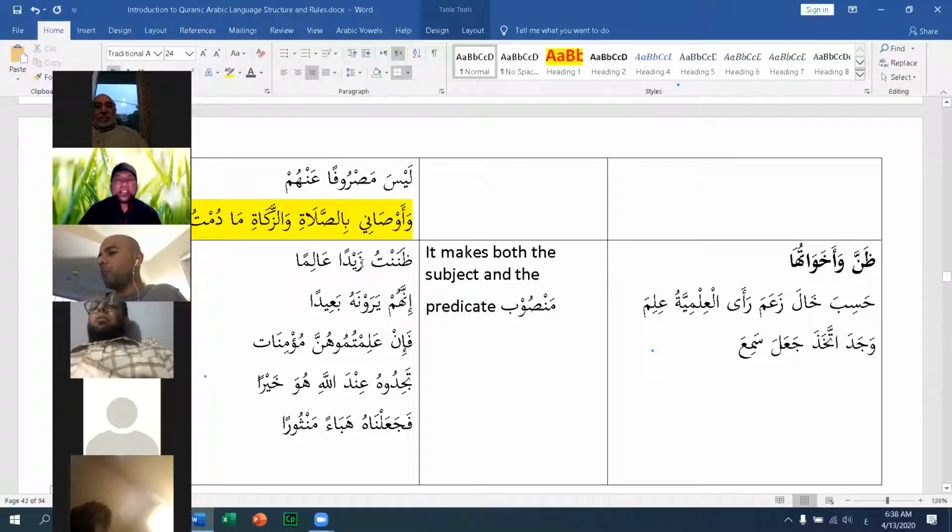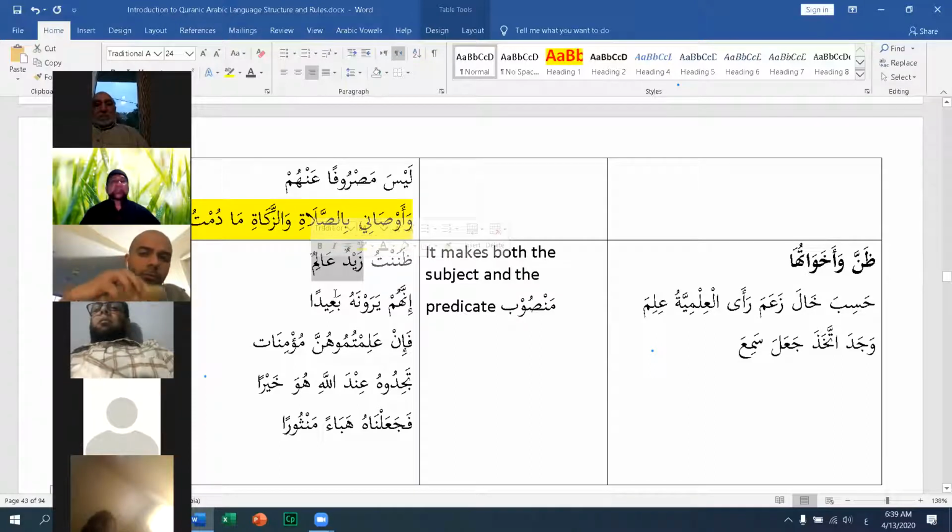So let's take ظن and gray that out as if it's not there. Okay, let's take the sentence now. We'll say Zaidun alimun. What does that mean? Who will do i'rab of the sentence Zaidun alimun? Man yu'ribu jumlata Zaidun alimun?